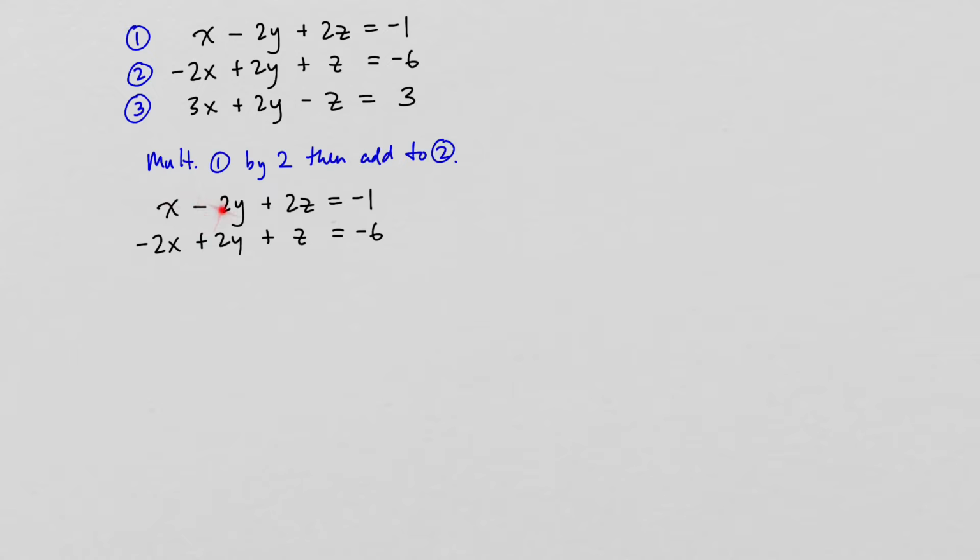So here we have the first equation. I'm going to multiply that by 2 on both sides, and then I'll get that result. Multiplying by 2 gives us 2x minus 4y plus 4z is equal to negative 2. The second equation is unchanged.